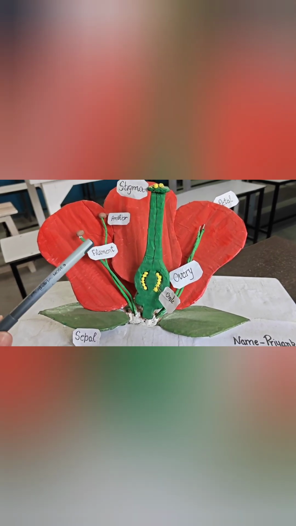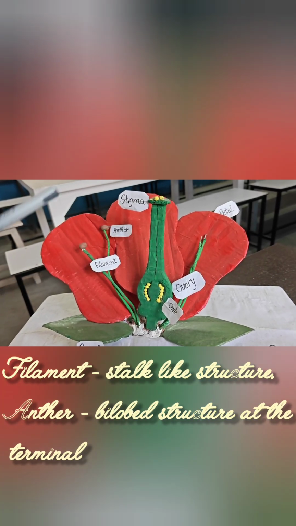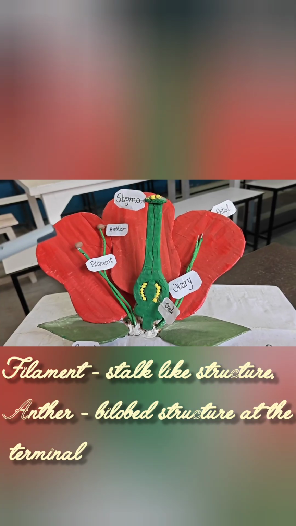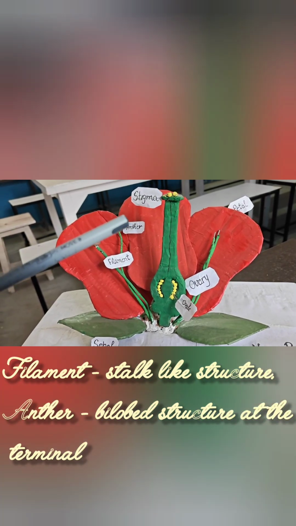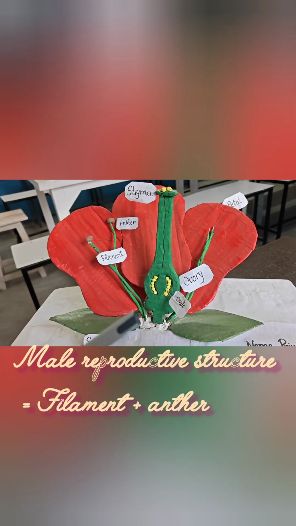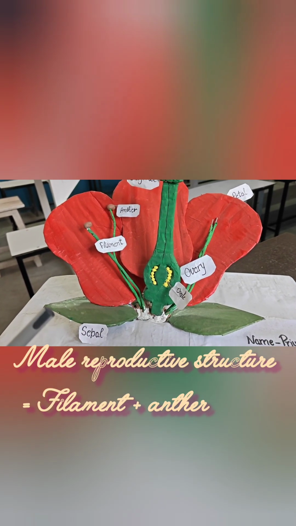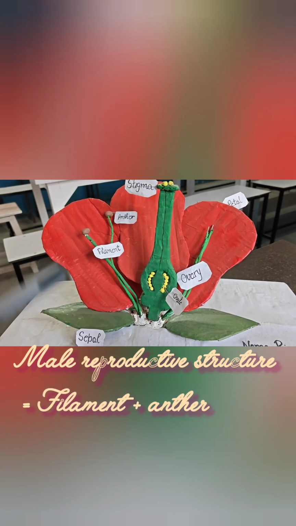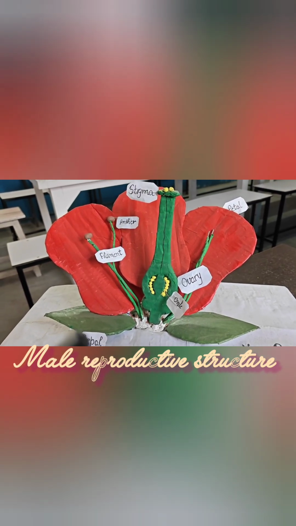Here, these are the filament. You can see here, this stalk-like structure are the filament. And on the filament, there is one more structure, which is a bilobed structure, known as anther. So these are the anther which are present on the filament. And this anther and filament together are known as the male reproductive part. So this is the male reproductive part of the flower.